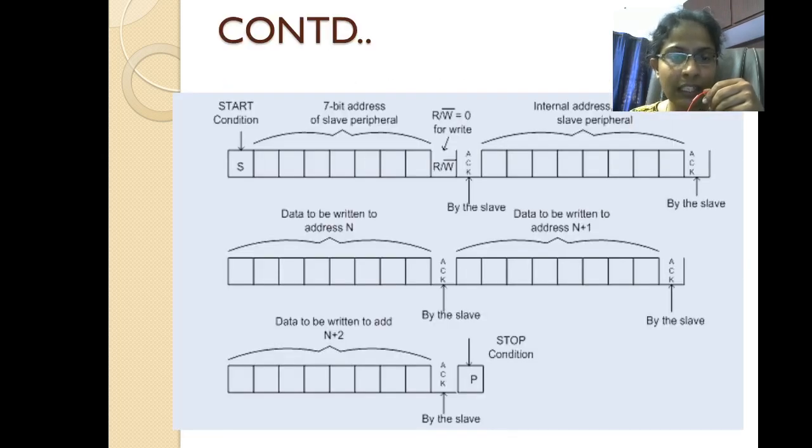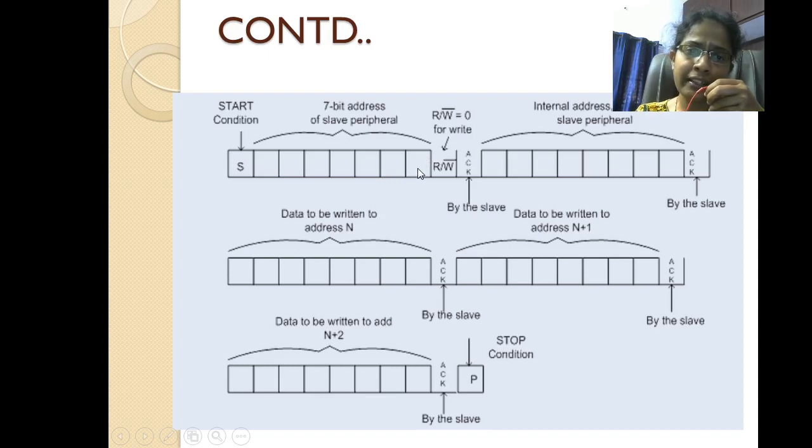It's very easy. So first, a start condition, which is nothing but a pulse I am going to give, and then the master will send a 7-bit slave peripheral address, or sometimes it can be a 10-bit address. The address will be given, and the last bit will be read or write-bar. If I am going to read, this bit should be high. If I am going to write, this bit should be low. It depends on that particular slave, whether I am reading the data or writing the data.